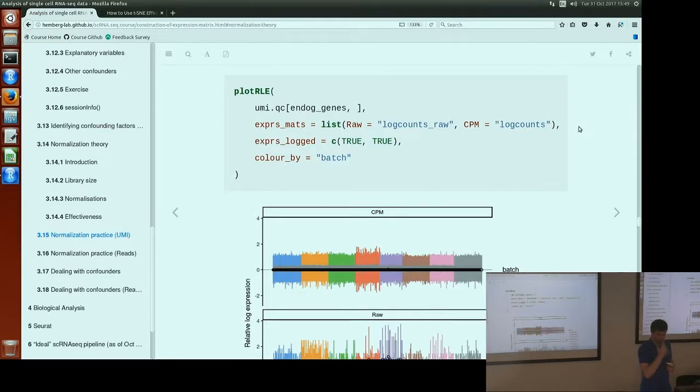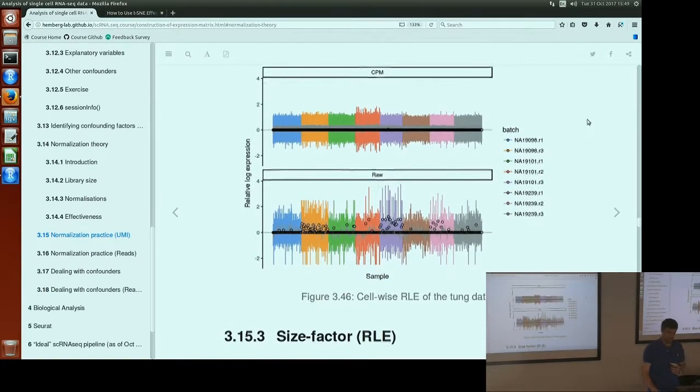If we look at the RLE plot here, now you can see that comparing the CPM normalized values at the top to the raw values down the bottom, we see a lot more consistency across the various cells from the different individuals and batches after applying CPM normalization compared to the raw, which is really much more all over the place.